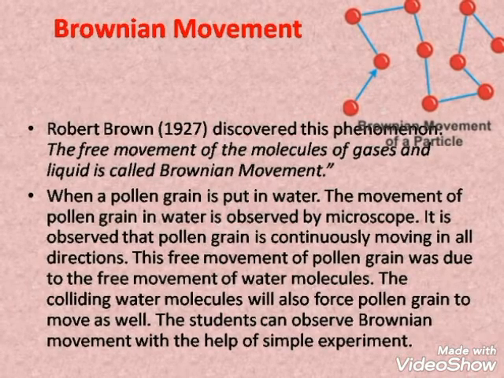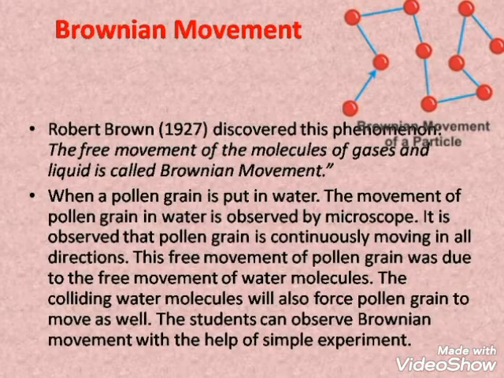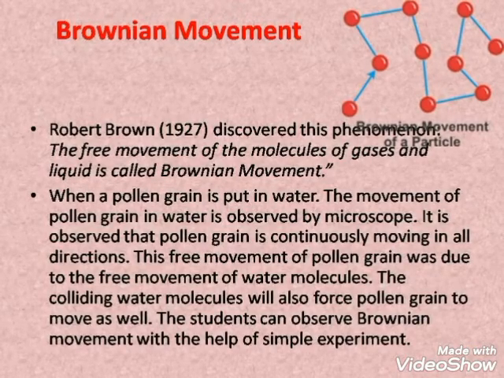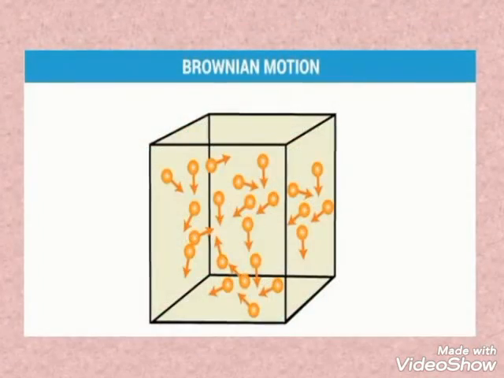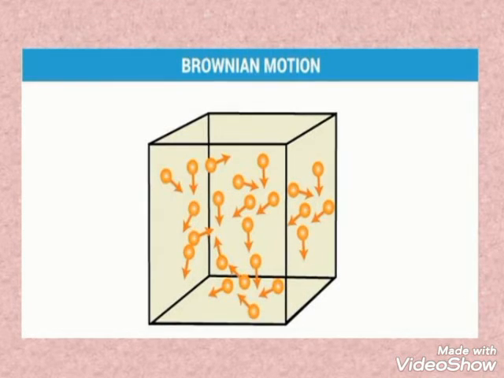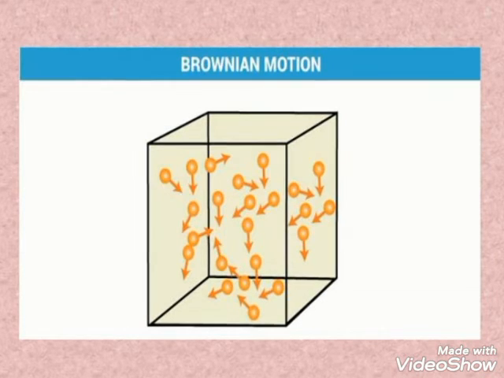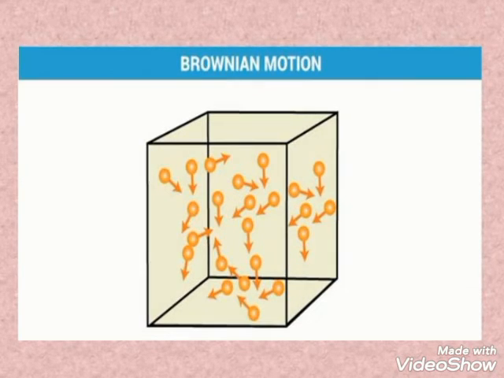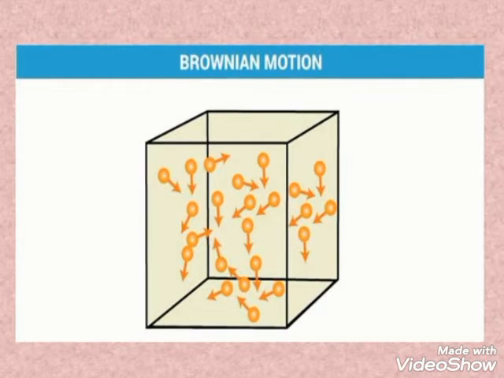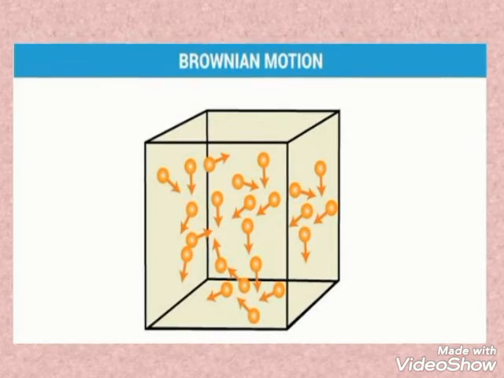This free movement of the pollen grain is because the particles of water are also moving within the solution. The colliding water molecules force the pollen grains to move as well, and this motion is known as the Brownian motion. In this particular picture, you can see that the gaseous molecules are also moving in all directions, thus showing Brownian movement or rapid random motion in all directions. So they collide with each other and also with the walls of the container.